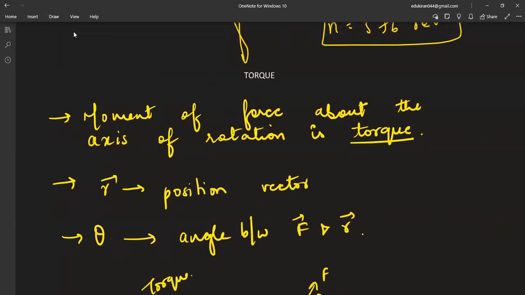And the formula of torque is very, very simple. Moment of force about the axis of rotation is called torque. You have to have the axis of rotation. R is the position vector. When we did questions based on center of mass, that time also you had to choose an axis. That axis can be passing through the origin. R is the position vector, theta is the angle between force and radius.